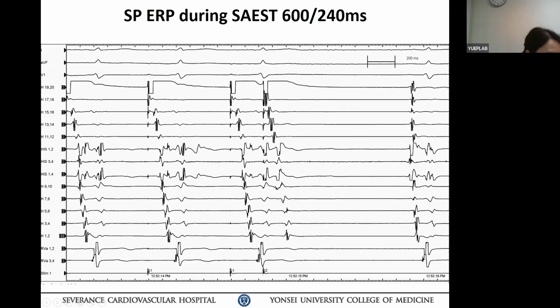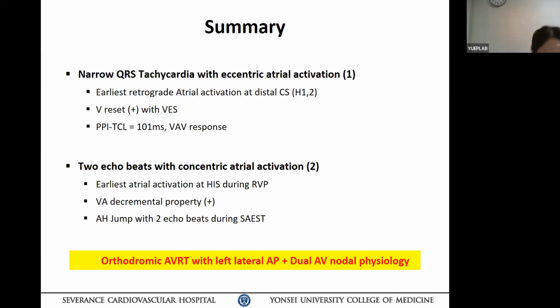The slow pathway ERP was observed during the 600 to 140 milliseconds. So in summary, the first tachycardia showed a narrow QRS tachycardia with eccentric atrial activations, and the earliest atrial activation was at distal CS, and reset was observed. During the entrainment, VAV response was observed, and also the PPI minus TCL was 101 milliseconds. These findings were consistent with the orthodromic ABRT with the left rotor accessory pathway.